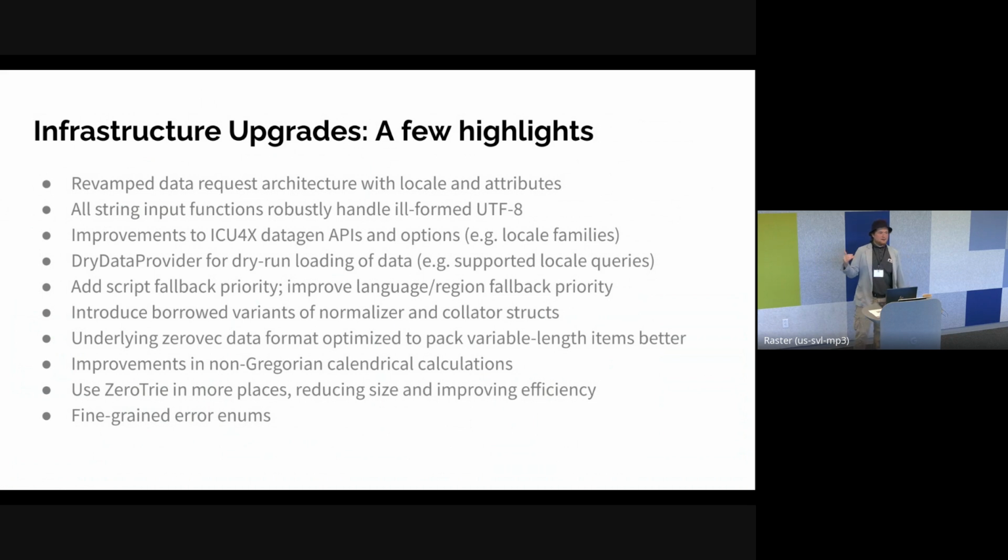We have script fallback priority, which has allowed us to improve the behavior, the performance and the data size of the collator component. We have borrowed variants of the normalizing collator structs. Henri Sivonen from Mozilla did a lot of work on this. It means that you can create a normalizer and a collator without having to actually load data, which is kind of cool.